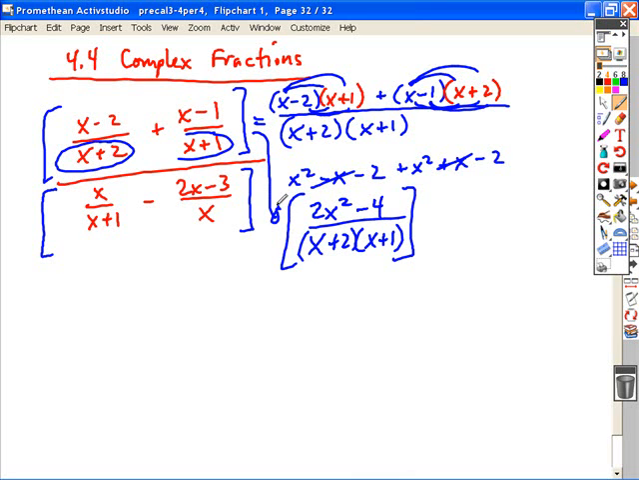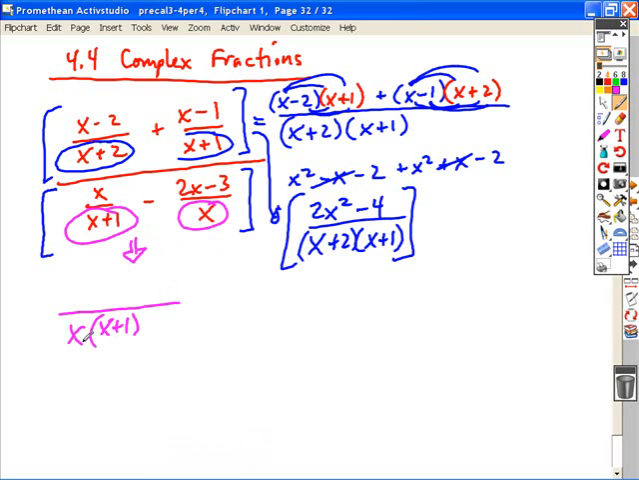Now I'm going to do the same thing with the denominator. So here I'll switch colors. Okay, I'm going to do that right below here. So when I combine my denominator into one single fraction, my LCD is going to have a factor of x plus 1. Also a factor of x. I'm going to write that first.